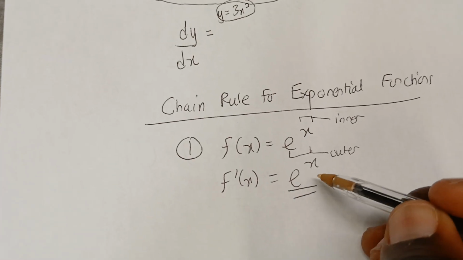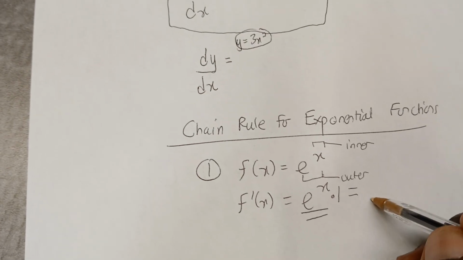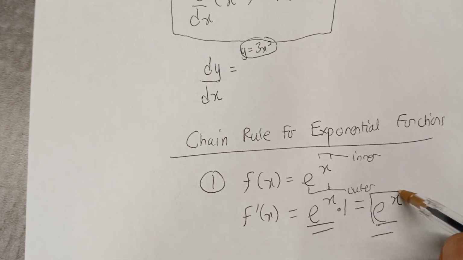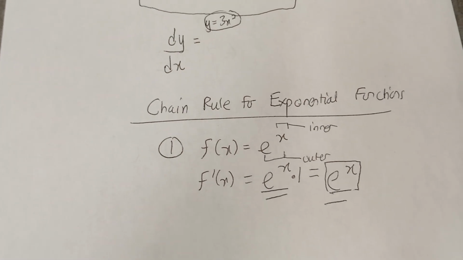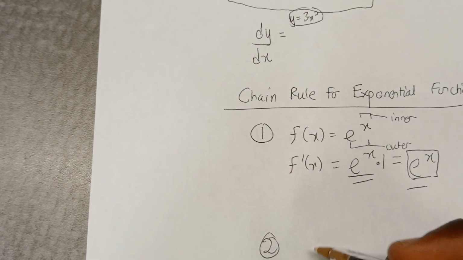So essentially what you're looking at here is e to the x times 1. But anything multiplied by 1 is just the same thing. So the derivative of e to the x is e to the x. Let's go through another problem if that went over your head.